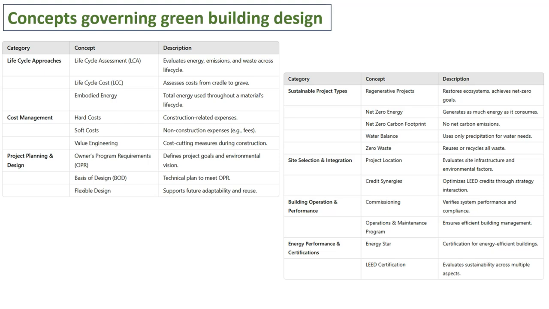Then cost management is a very important concept governing the green building design. So hard cost, soft cost, value engineering are the sub concepts. Hard cost means construction related expenses. Soft cost means non-construction expenses like fees, daily labor cost, likewise, right? Then value engineering, cost cutting measures during the construction, right?